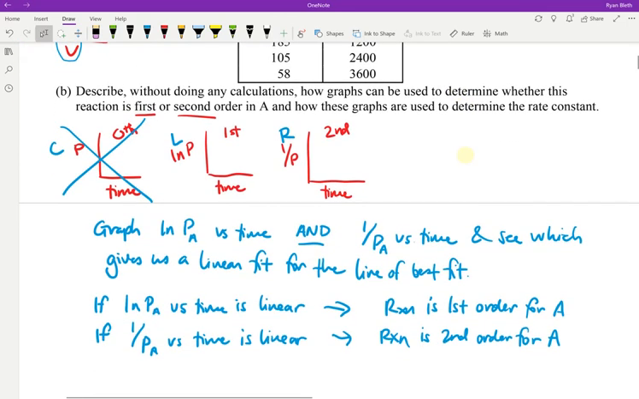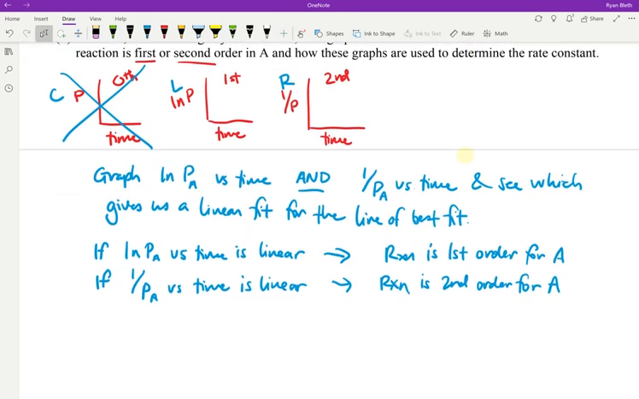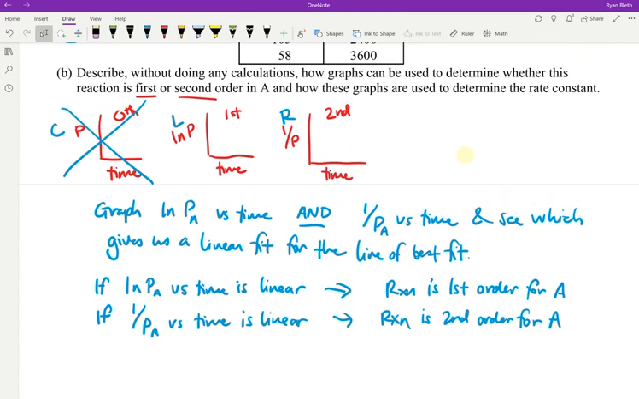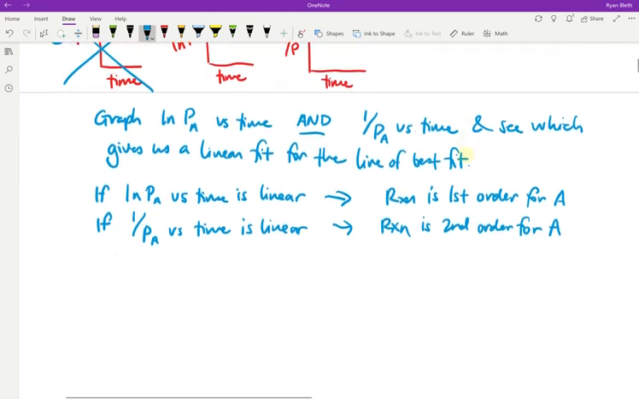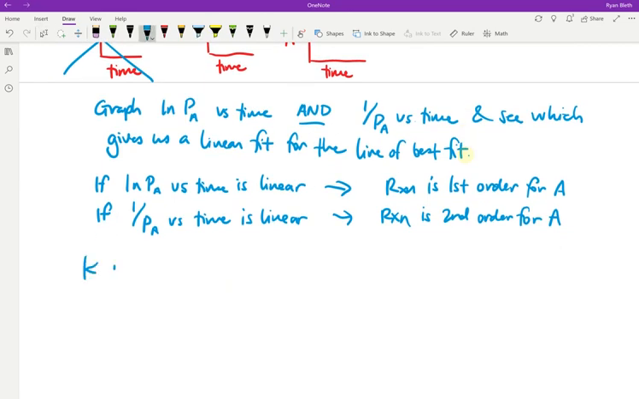So which one of those it would be is based on that. So that's kind of answering the first question: determine whether this reaction is first or second order. We've described how we would do that. And then how would we determine the rate constant? Remember, the rate constant, K, is found as the absolute value of the slope. Let's try that again. Absolute value of the slope for the graph with the linear fit.